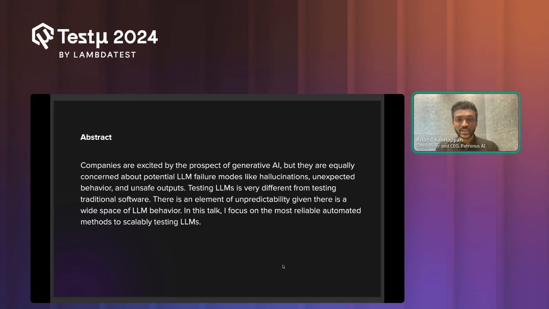And I'd say what's unique about the world we live in, especially over the last couple of years, is that testing LLMs is very different from testing traditional software. And the key reason for that, of course, is there's just such a wide space of behavior, and there's this element of unpredictability, as we all know, given that we're working with models that are generative in nature. And so in this keynote, I'll focus on the most reliable automated methods, along with some unique trends and insights that we've seen, especially over the last couple of years.